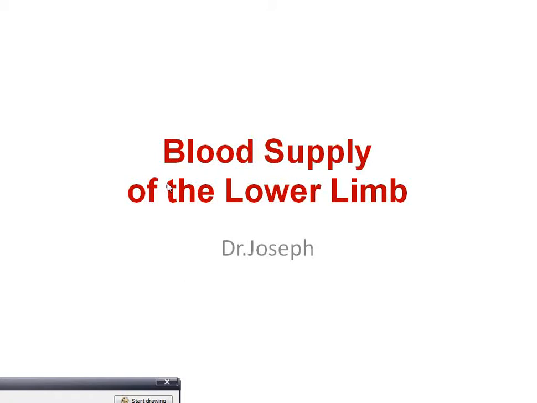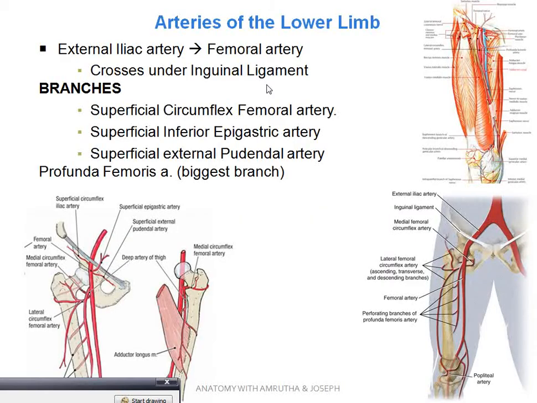So we will be seeing arteries and veins of the lower limb. External iliac artery continuing as femoral artery. External iliac artery is a branch of common iliac artery that continues in the lower limb as the femoral artery.